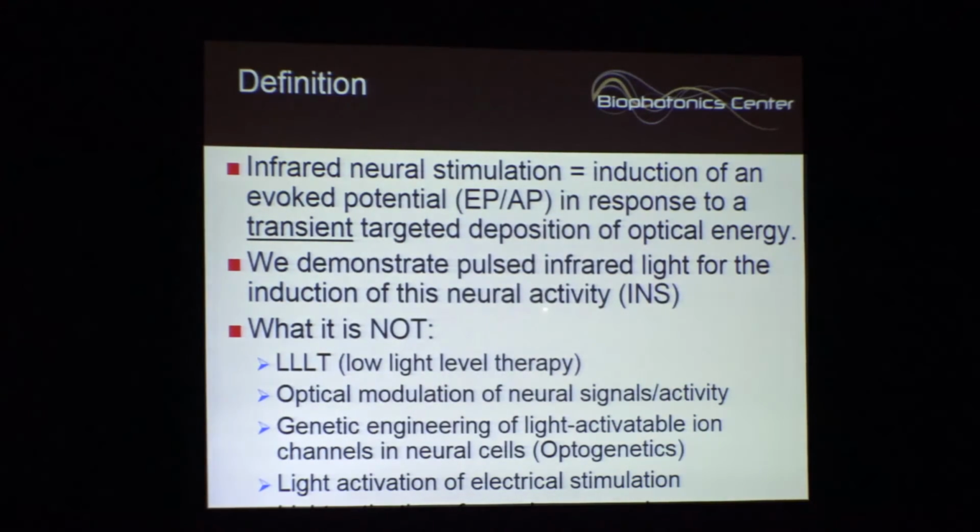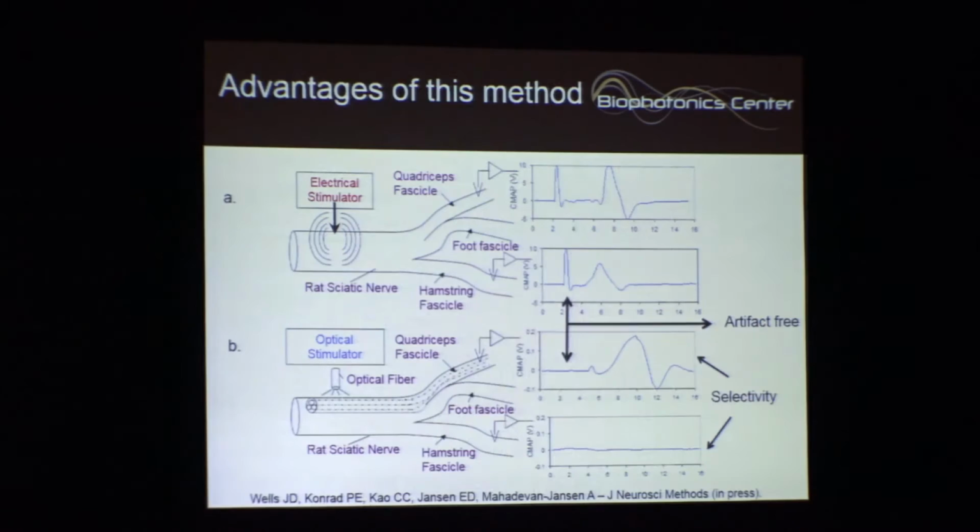I want to make sure that you realize it's not low light therapy. I'm not just shining a low level of light continuously there waiting for something to happen. This is not optogenetics. You've all probably heard a lot of information about optogenetics. This is not transfecting some kind of genetically mediated fluorophore, something that lights up. This is not light activation of electrical stimulation either. This is light that you're putting into the nerve that causes the nerve to initiate an action potential and propagate through the motor nerves. You can also have it go upstream through the sensory nerves as well.